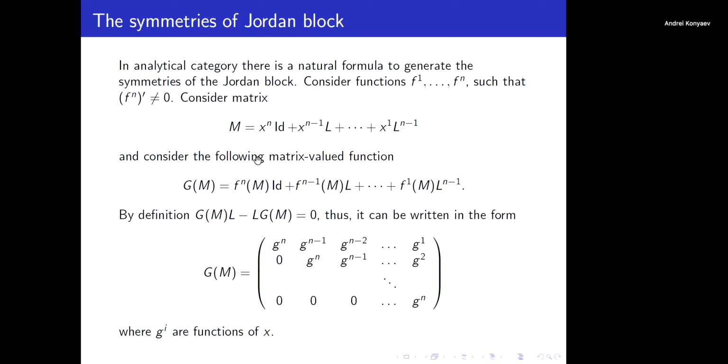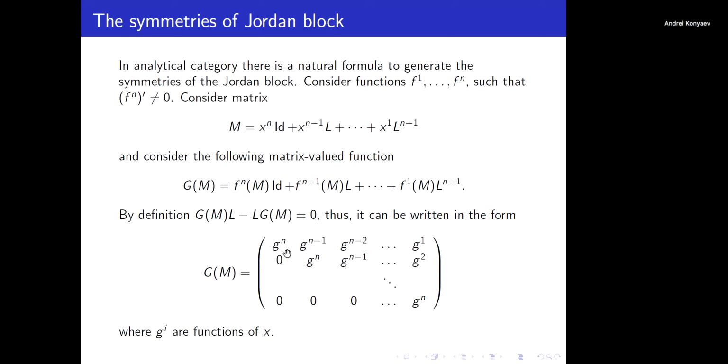See what we did here? We substituted M into the function. Because these functions are analytic, we get large analytic formulas. And again, instead of analytic functions, we could have used Margolin functions, which satisfy Margolin's condition, which is also an important thing. But here we restrict ourselves to analytic functions. And we'll see that by definition, this formula yields the following: we have this G(M), and it commutes with L.